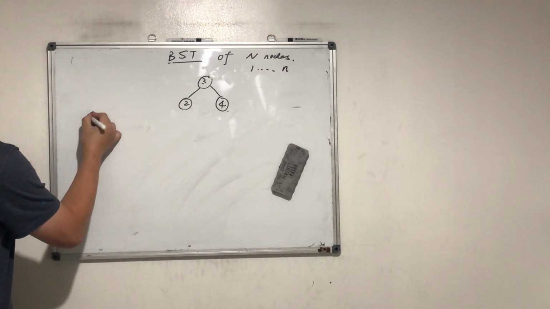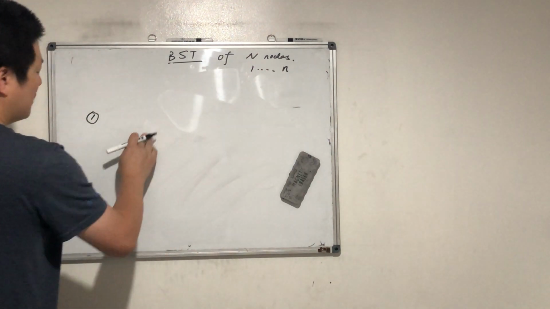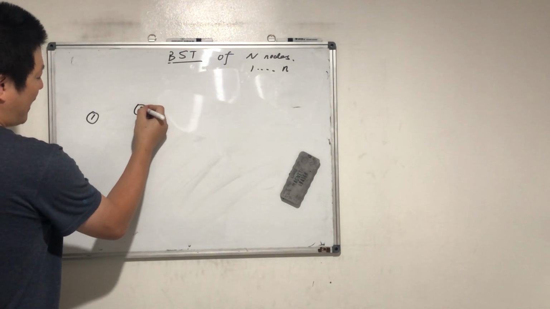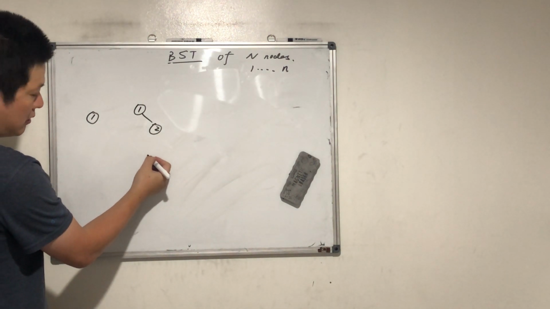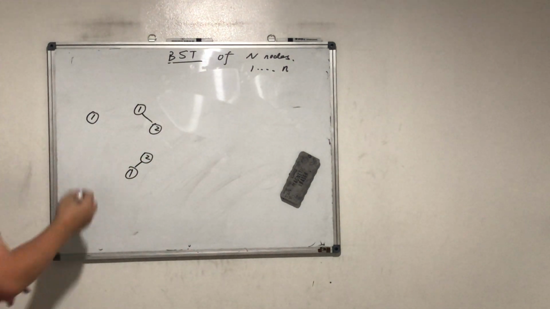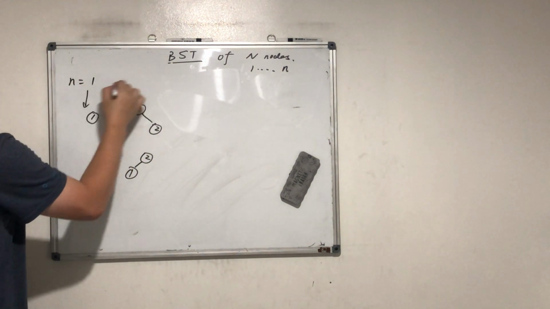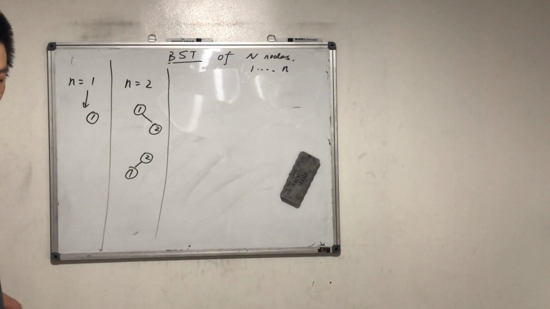So if there's one node, how many ways can we construct the binary search tree? Just one. If it's two nodes, two: 1, 2, and 2, 1, where 2 is the root. When n is 1 you have 1, when n is 2 you have 2. And how about n equals 3? How many?